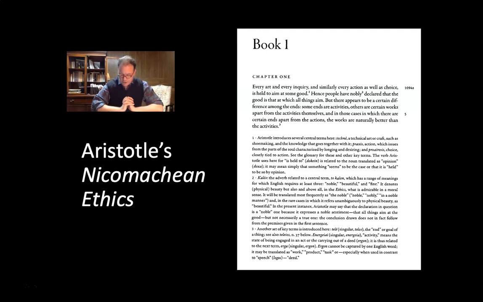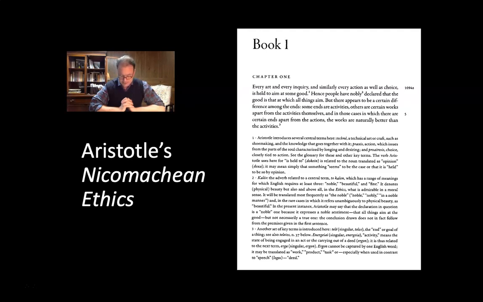He says, hence people have nobly declared that the good is that at which all things aim. Now notice, he says, hence people. Who are those people? Have nobly declared that the good is that at which all things aim. Right? Noble. To be noble is to be dignified and honorable, but also beautiful. Kalos is the Greek word. He doesn't say true, he says noble.